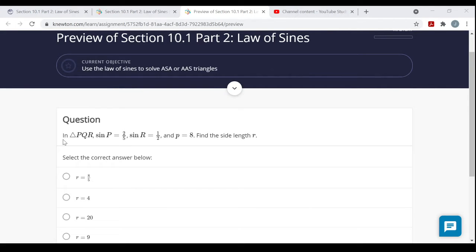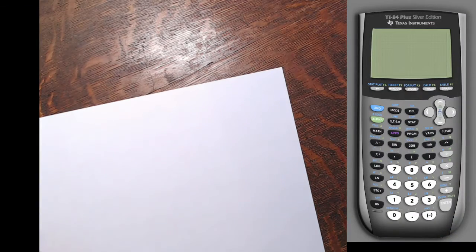Okay, so here we have in triangle PQR, the sine of angle P is 2/5. The sine of angle R is 1/2. And little p, the side length opposite angle P, is 8. Find the side length r. I'm going to draw this out. We don't need the calculator just yet.